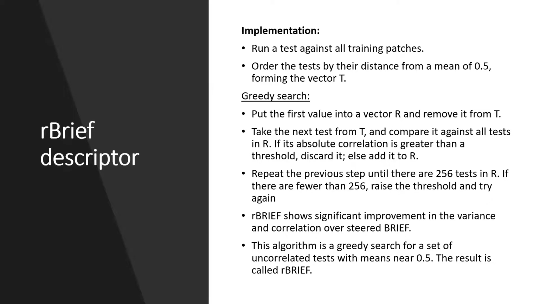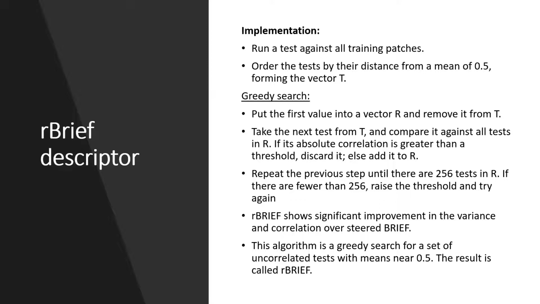So we first run the test on all the training patches that we have from the previous approach, and we order the tests according to their distance from the mean of 0.5, forming a vector T. We put the first value into the vector R and remove it from T. Then, for the next step, from T we compare with all the tests in R.